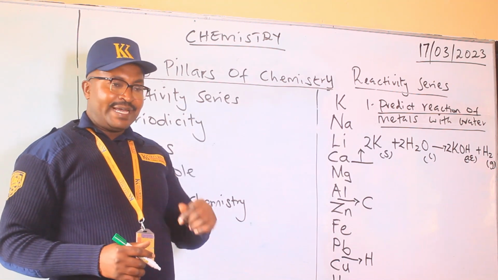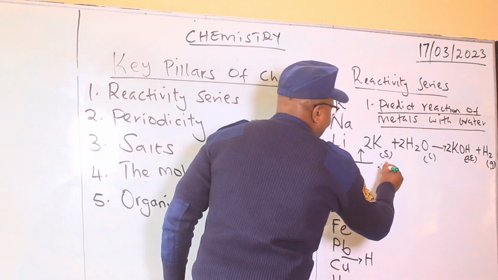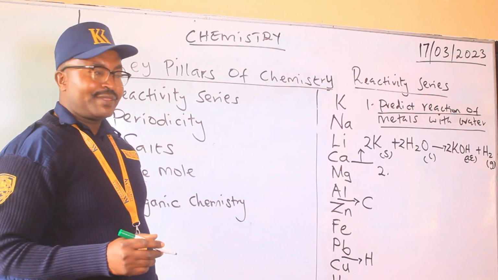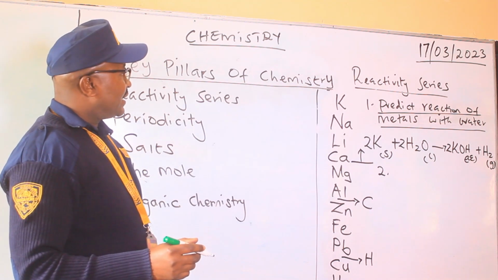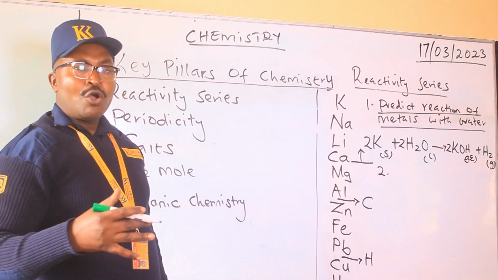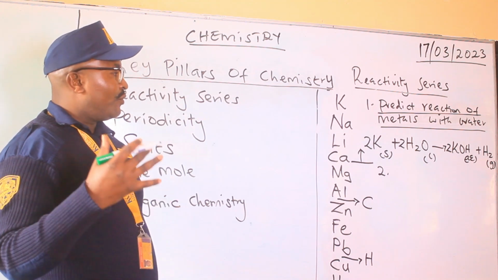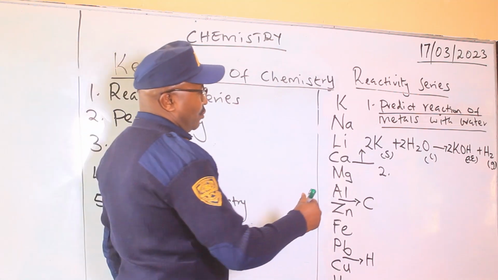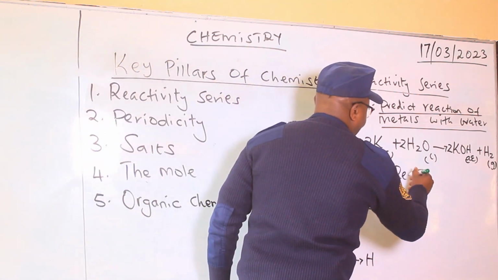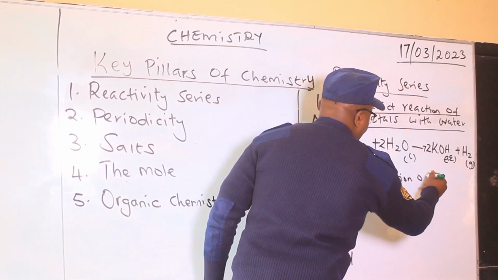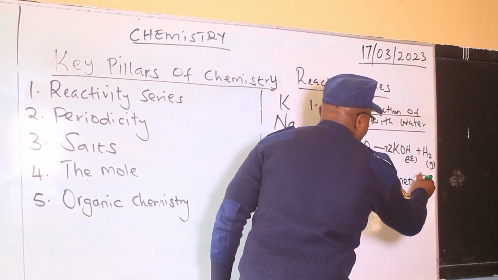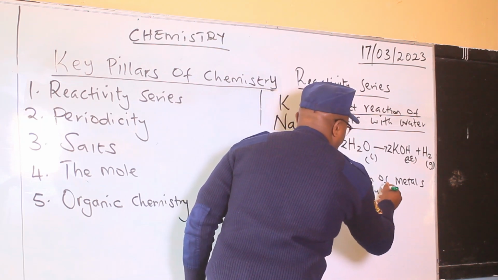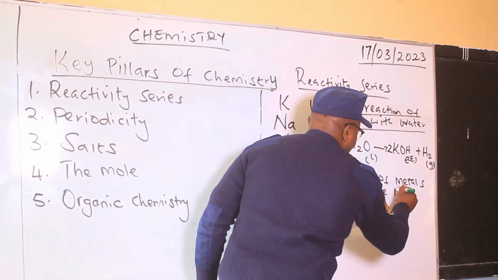Let us look at the second benefit. The second benefit of understanding the reactivity series is that you can be able to know which metals will react with dilute acids. So, reaction of metals with dilute acids.